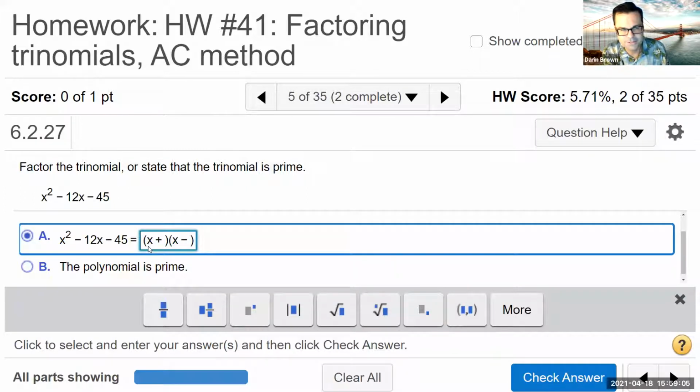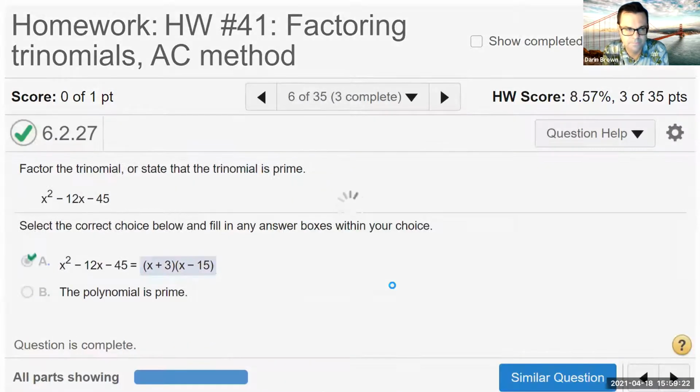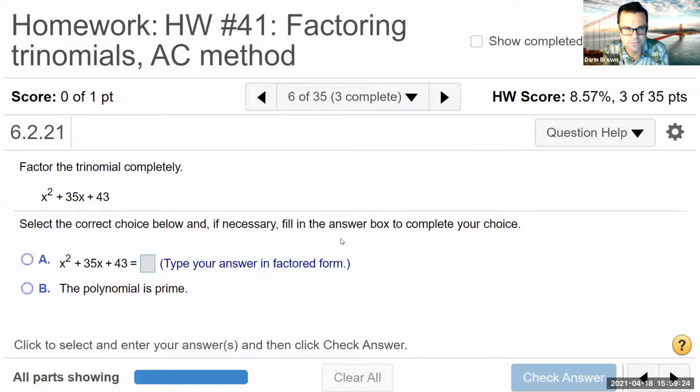And I'm going to use 15 and 3, and I need more negative than positive. So that means the 15, the bigger number, needs to be attached to the minus, and the 3 with a positive. And if I FOIL this out, I do get x squared minus 12x minus 45. Okay, this just takes practice. The more you do of these, the better you'll get, the faster you'll get.